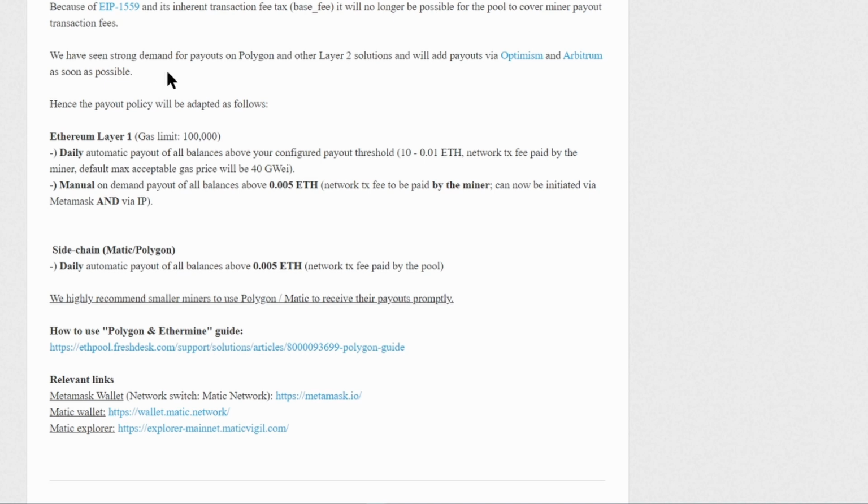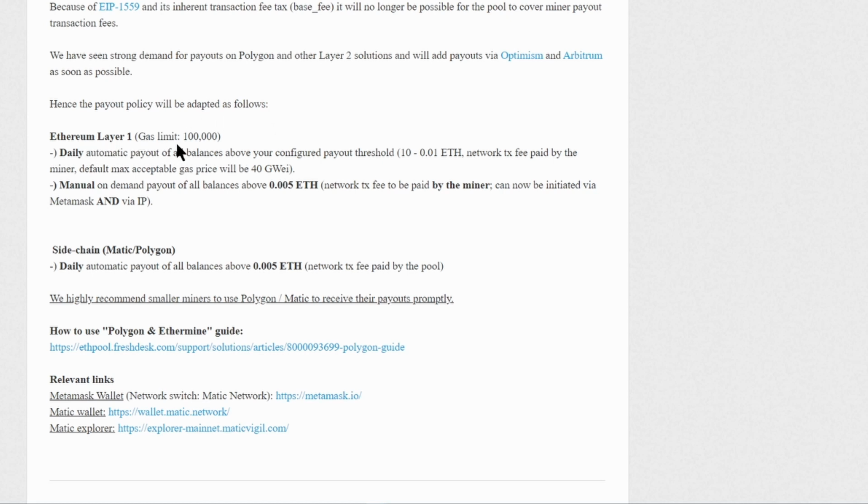We have seen strong demand for payouts on Polygon and other layer 2 options, and will add payouts via Optimism and Arbitrum as soon as possible. So once the other ones become available, I'll have a look at them and see which one would be the best one to receive your payout on. So here they say, hence the payout policy will be adapted as follows.